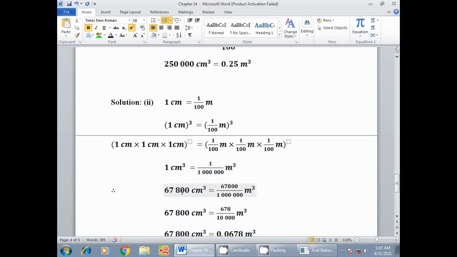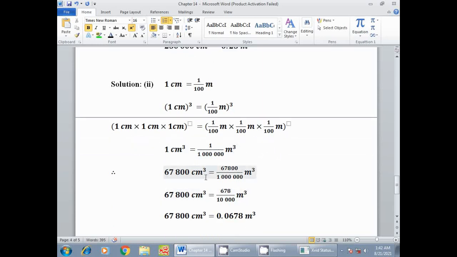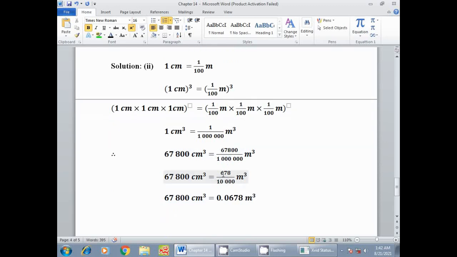Therefore, 67,800 cubic centimeters equals 67,800 divided by 1 million cubic meters. After cancellation, the fraction is 678 divided by 10,000 cubic meters. Now dividing this 678 by 10,000, we get the quotient 0.0678 cubic meters. It means that 67,800 cubic centimeters equals 0.0678 cubic meters.